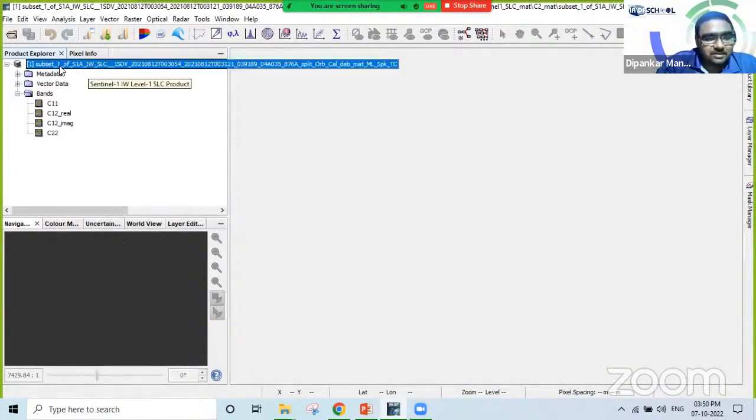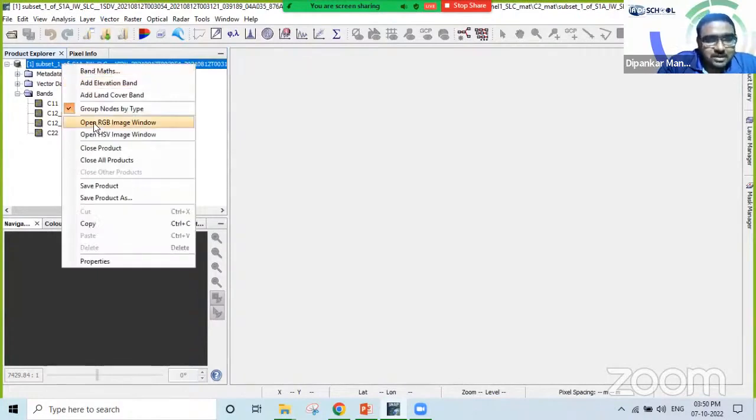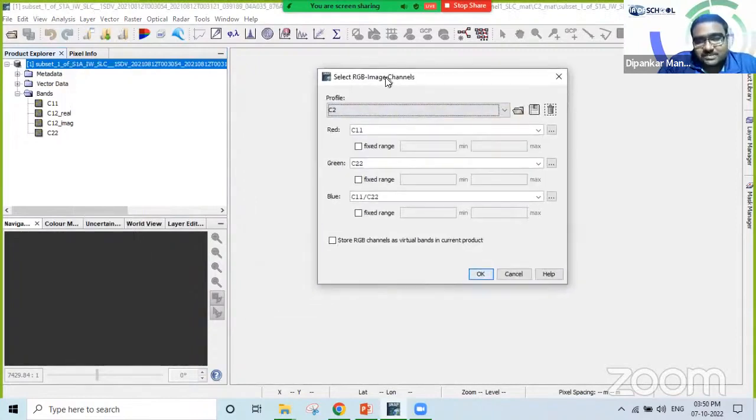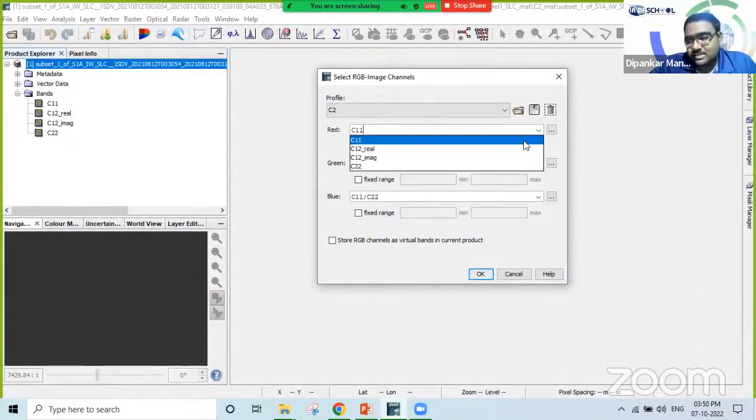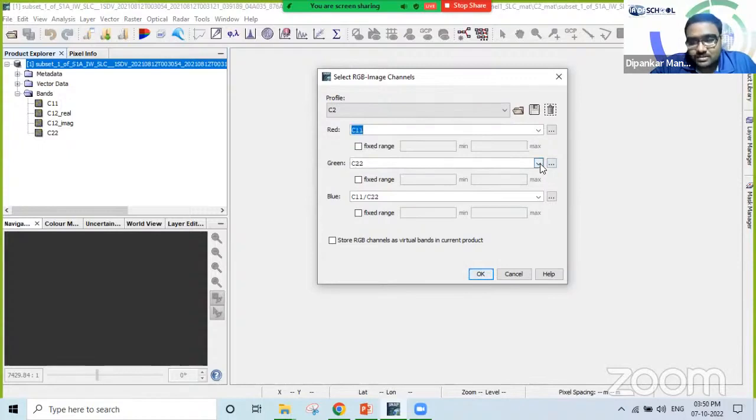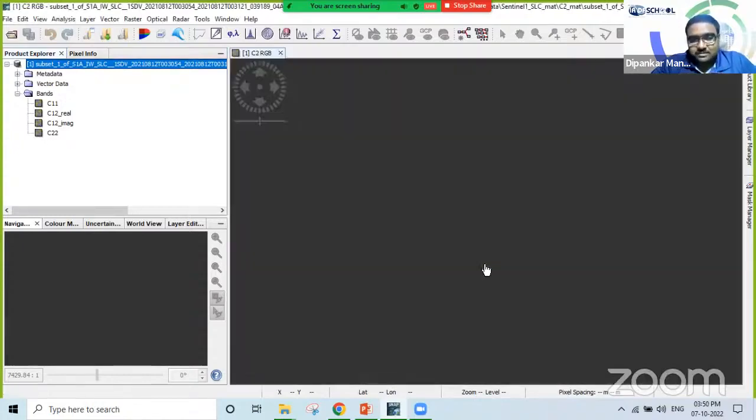Just click on the image format, right click on it. There is an option, open RGB image window. In this window, we can select which bands we have to provide in the red, green, and blue channels. Let's say we provide C11 in red, which is the VV channel, C22 in green, and the ratio of C11 by C22 in the blue channel. And then we can just click OK.